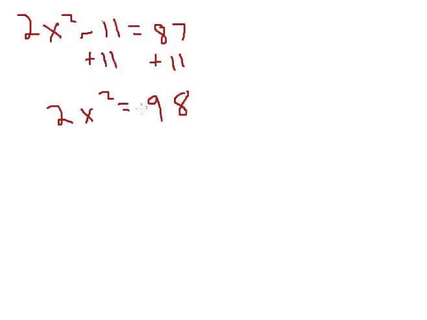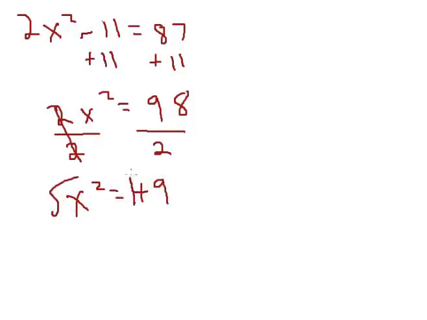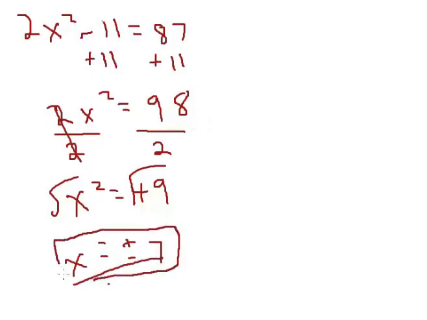Now you've got to isolate the x again, so you want to get rid of the 2. You can get rid of this 2 by dividing by 2. Now you've got x squared equals 49, and then you can take the square root of both sides, so you have x equals the square root of 49, which is plus or minus 7. Very important. If you just put in 7, you only have half a correct answer. If you only put in negative 7, you have half a correct answer. The answer is plus 7 or minus 7.